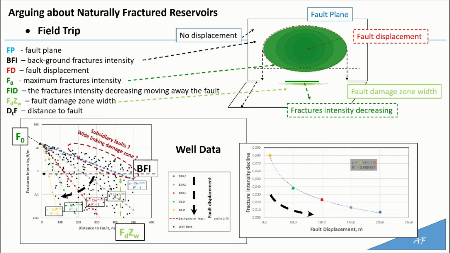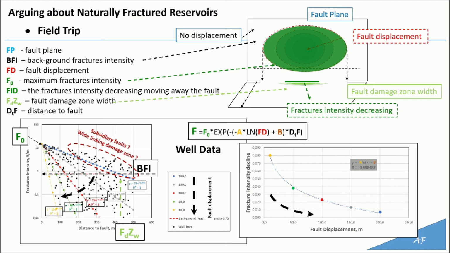Also the effect of subsidiary faults or wide linking damage zone perturbating the master fault fracture intensity decline can be recognized. In fact, the tuning of these two plots with the well data allows to define an equation which describes in 3D the damage zone fracture intensity all around the fault.